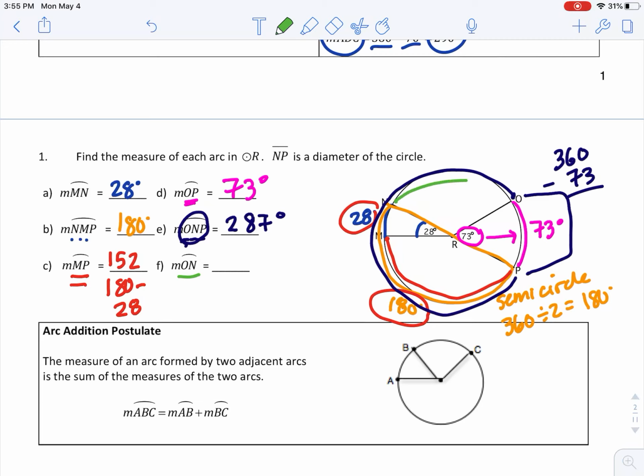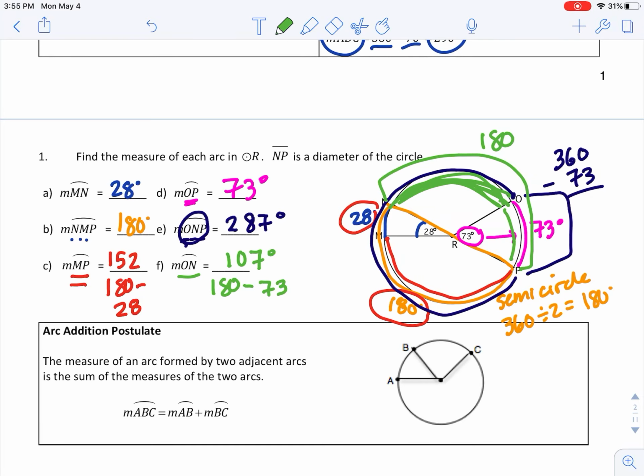All right, and then our last one for this question asks for ON. So ON is just this section right here. So what do we know? We know that this is a semicircle all the way from NOP, so that's 180. So I would do 180 minus 73, which was this pink part right here. So that'll give me this green part that's remaining, and I would get 107.